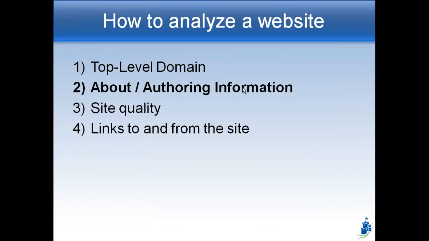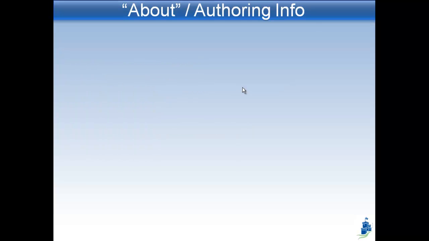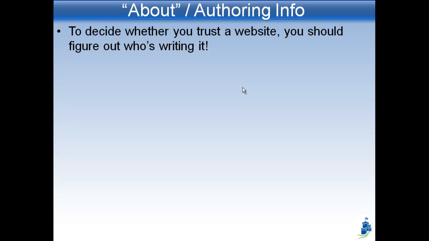Now we're going to just talk quickly about the about information and the authoring information of a site. So a lot of sites have an about section, or they tell you about the author of the particular page that you're looking at, and that information can be really valuable when you're trying to figure out whether you can trust this author or this web page. So to decide, you should take a look and figure out who's writing it. So many sites have an about section.